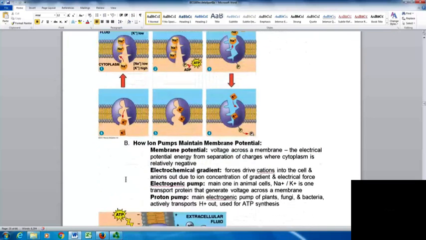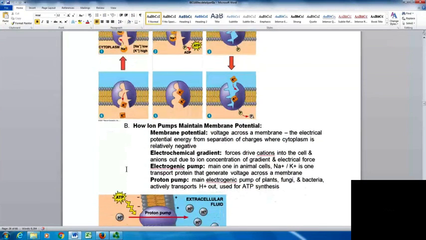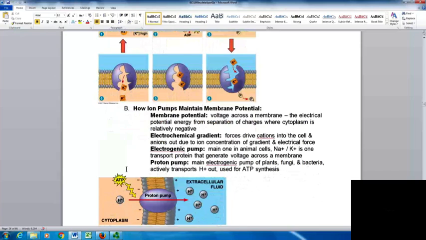So anything that uses that much of your energy is going to be pretty important in keeping the cells alive. So these ion pumps can actually help to maintain membrane potential. Membrane potential is the voltage across a membrane. So it's the electrical potential energy from having the charges separated, where the cytoplasm is relatively negative. So just like a battery, you have positive and negative ends separated. You have positive and negative charges separated across the membrane.